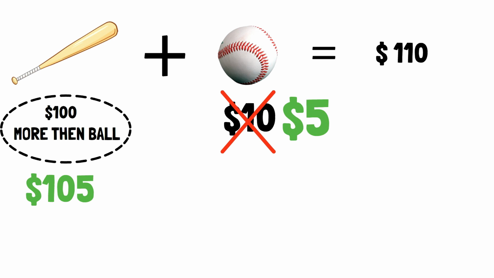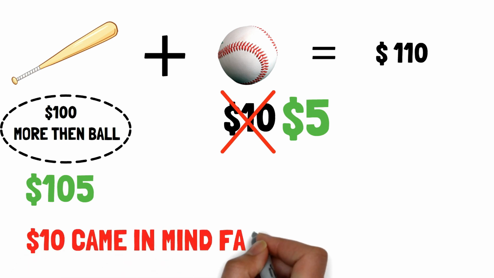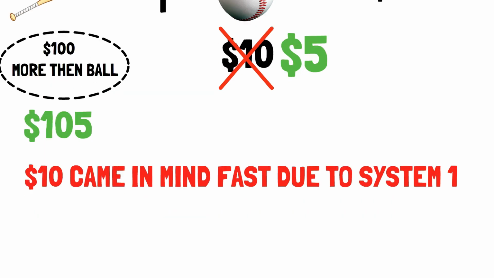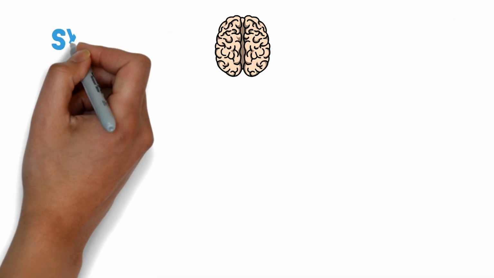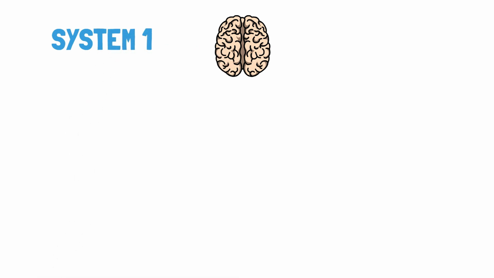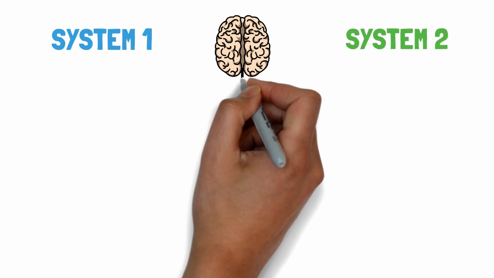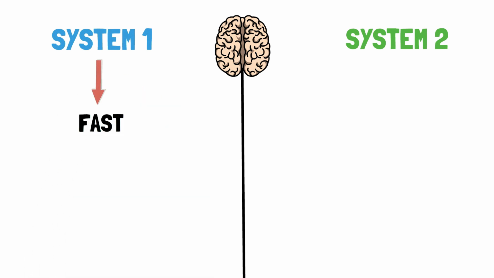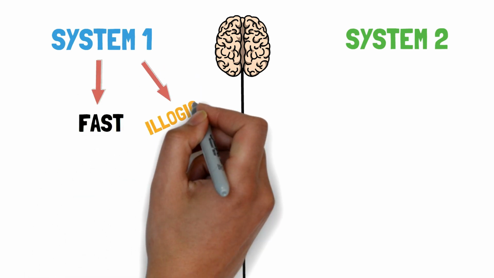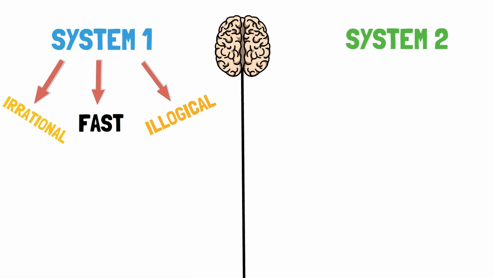For the above example, the immediate answer of $10 arises because of our System 1 thinking. You must not have noticed, but our brain works in two ways, or you can say it has two systems, on which our whole thinking depends, or in short, our whole life depends on it. System 1 is fast and automatic, which is mostly wrong, illogical, and irrational. Under its influence, we most of the time take the wrong decisions.